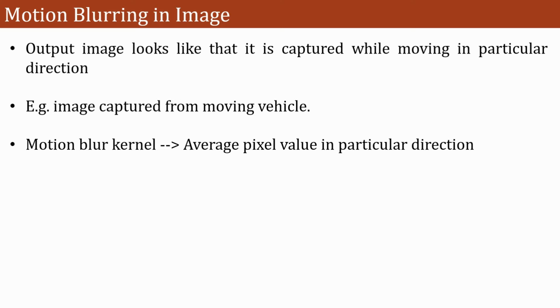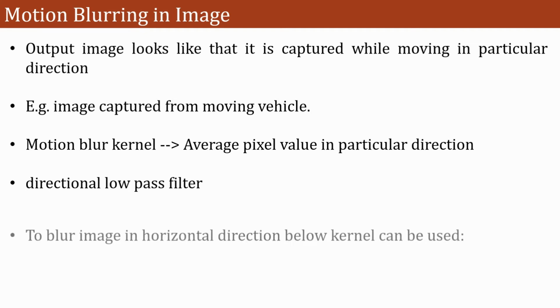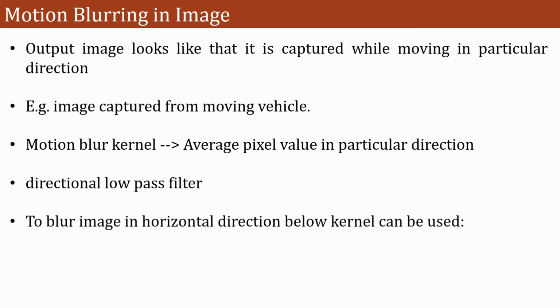The motion blur kernel will have the average pixel value in a particular direction. Here we will see the motion blurring operation in two directions, horizontal as well as vertical. This operation is also known as a directional low pass filter. Blurring operation is known as a low pass filter, and as we are applying motion blurring in two directions, horizontal and vertical, this is also known as a directional low pass filter.